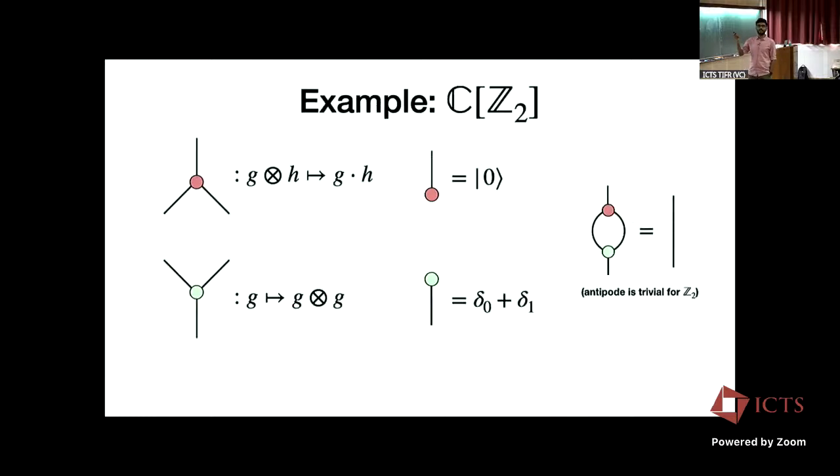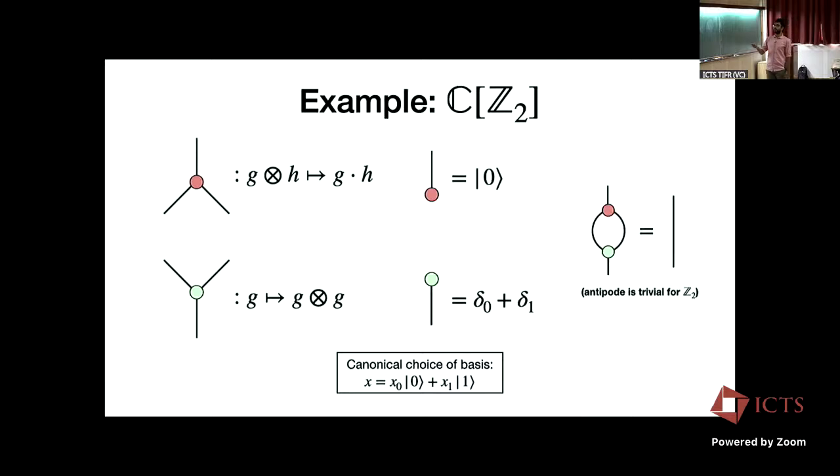So let's give an example. So this is Pranay's example, right? You had CZ2 as your Hopf algebra. You can think of this as, I take my basis as 0 and 1, which are the elements of Z2, and I put some complex coefficients. Those are all the elements in this vector space.